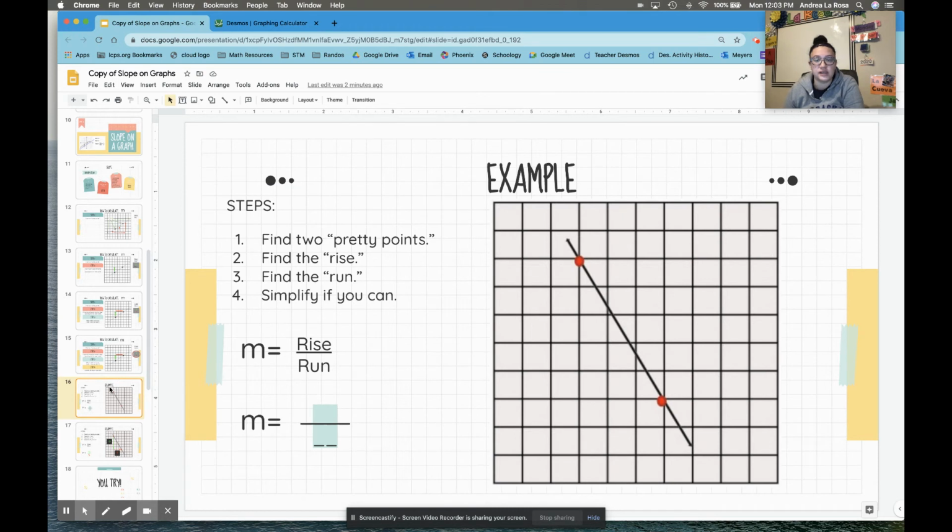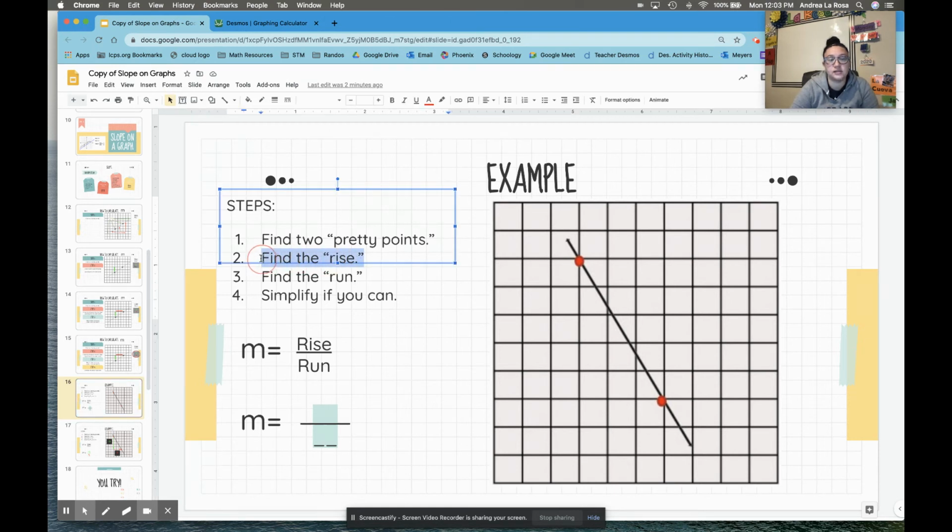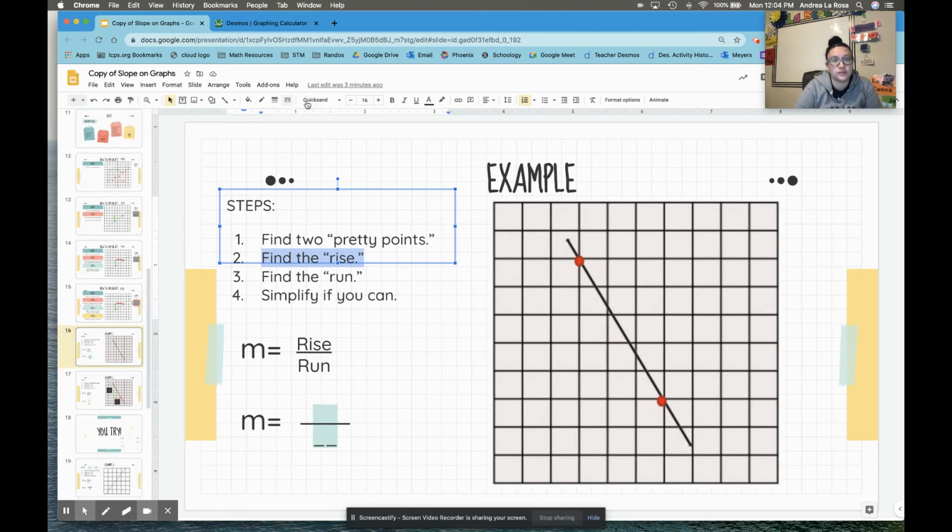Let's look at another example. Again, the first step, I want to find 2 pretty points. I'm lucky this example already gives me pretty points. They're those red dots. Those red dots are my pretty points. They gave them for me here. So now we need to find the rise, how far up or down we are going.